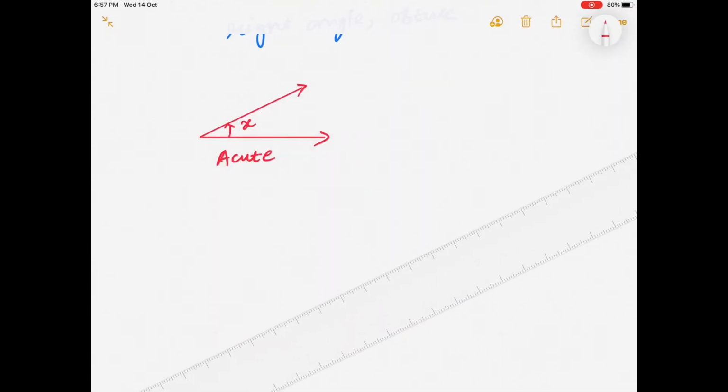Why is this an acute angle? What is the measurement for an acute angle? When this x will be greater than 0 degree but less than 90 degree, this angle or this x will be called as an acute angle.